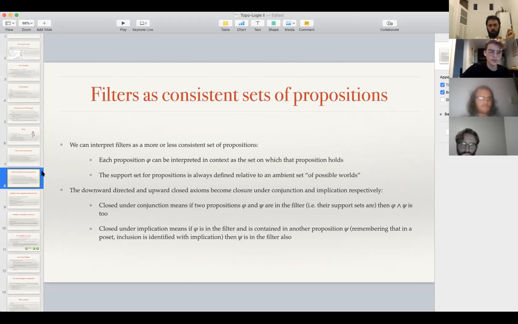Anyways, we can interpret a filter as a more or less consistent set of propositions. So I'll get into more detail on this later in the model theory. But the idea is that you can actually model a proposition within an ambient space as simply the set on which that proposition holds true. And we can think of this as an analog for the proposition itself, within this context.